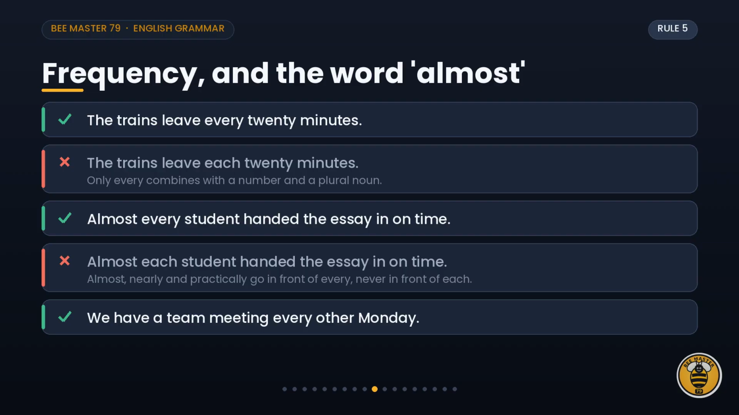The words almost, nearly, and practically can all be placed in front of every to soften it slightly. They cannot be placed in front of each. Almost each is always wrong.